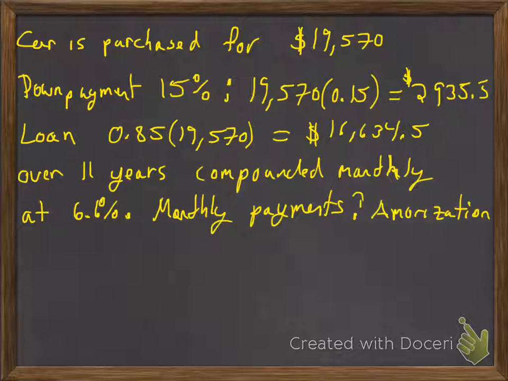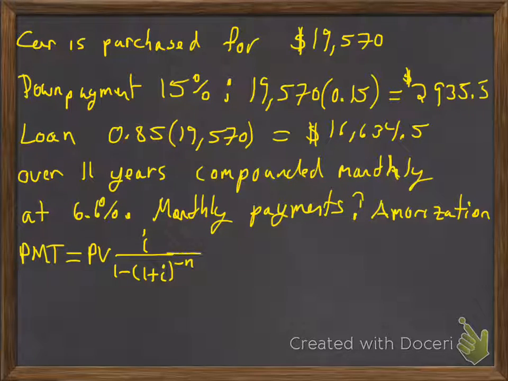So for the amortization, the formula is your payment is going to be equal to the present value, and the present value is going to be how much you're loaned. I is going to be the interest rate per period. So our interest rate for this particular loan will be 0.066 divided by 12, because we're compounding 12 times per year, divided by 1 minus the quantity 1 plus I raised to the negative n, and n is the total number of payments or total number of compounds. So it's going to be 12 times a year for 11 years, so it should end up being 132.